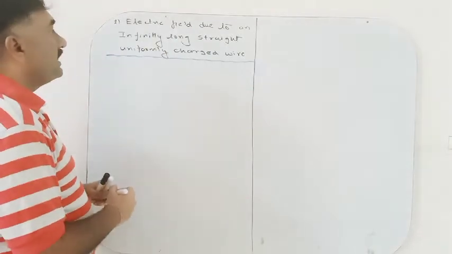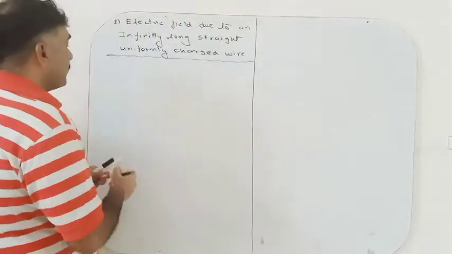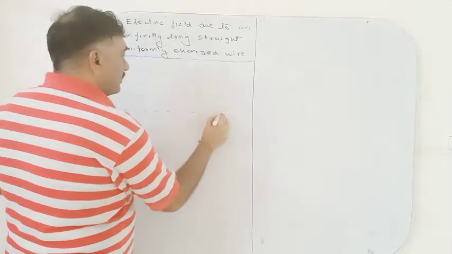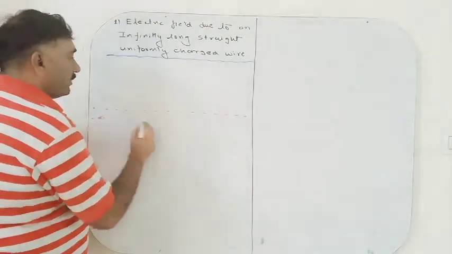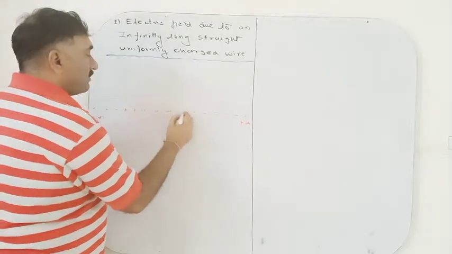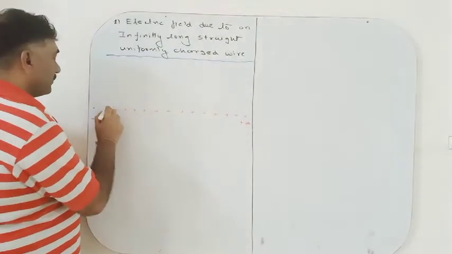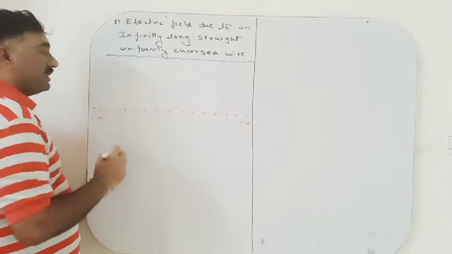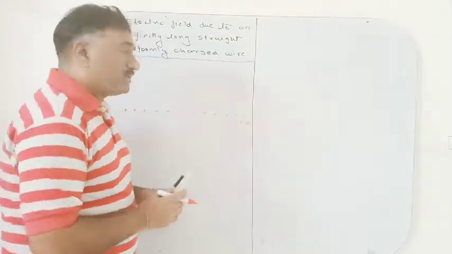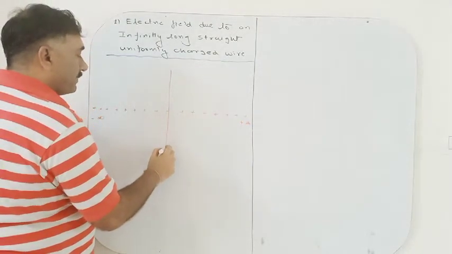Okay, so we are having an infinitely long uniformly charged wire, from minus infinity to plus infinity. For example, these all are positive charges. For the sake of convenience, we are taking positive charges. We can also take negative charge, there is no such issue. What is the direction of the electric field due to these positive charges? The direction of the electric field is radially outward.